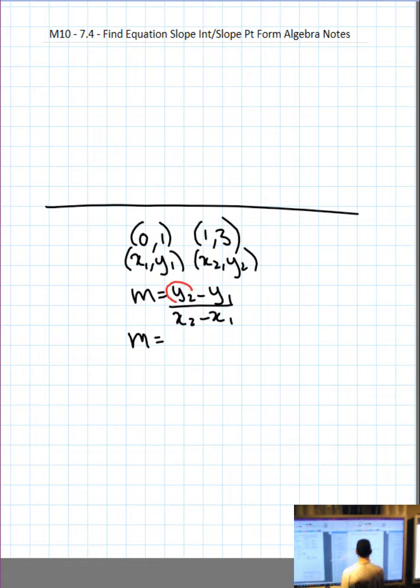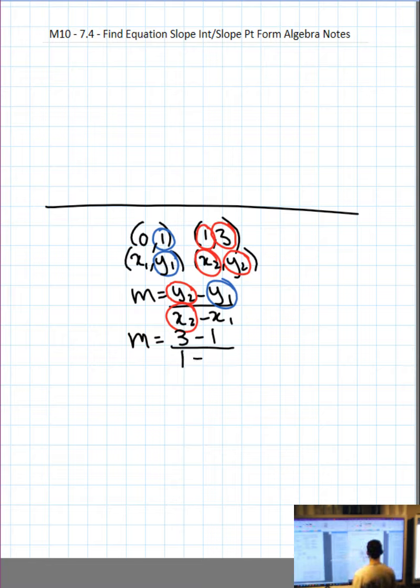y2 is the first thing in the formula. Looking directly above, y2 is 3. Putting 3 in for y2. Then in the formula, there's a minus sign. Then we have y1. y1 in the formula is 1. So we can put 1 into the formula beside the minus sign. Then we have x2, which is 1. So then in the formula, we can say 1.